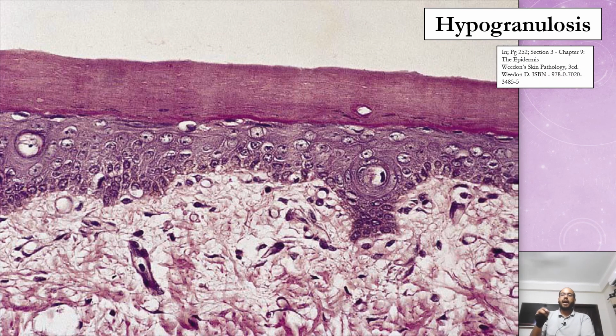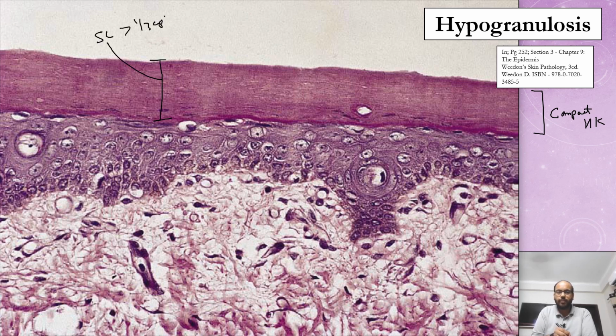The second entity is hypogranulosis. In this picture, you cannot find the granular layer. What you can see is compact hyperkeratosis, isn't it? You can see the compact layering of the cells. Look at this stratum corneum. It is thicker than one third of the epidermis. This is the entire epidermis, and the stratum corneum is thicker than one third of it. So hyperkeratosis is there. Clear?